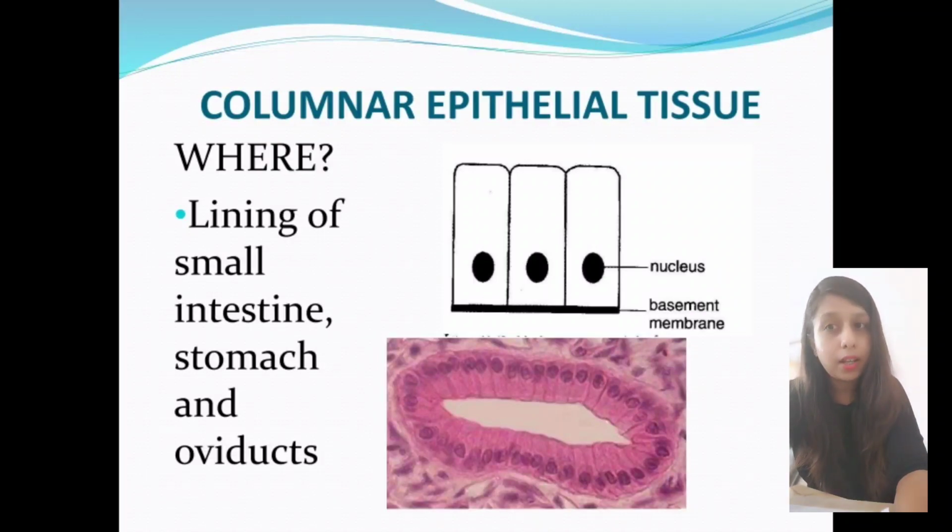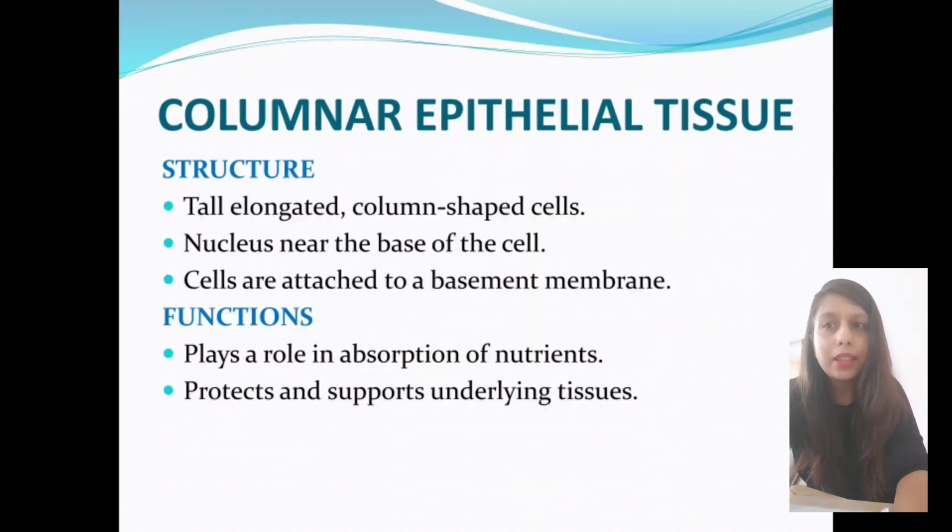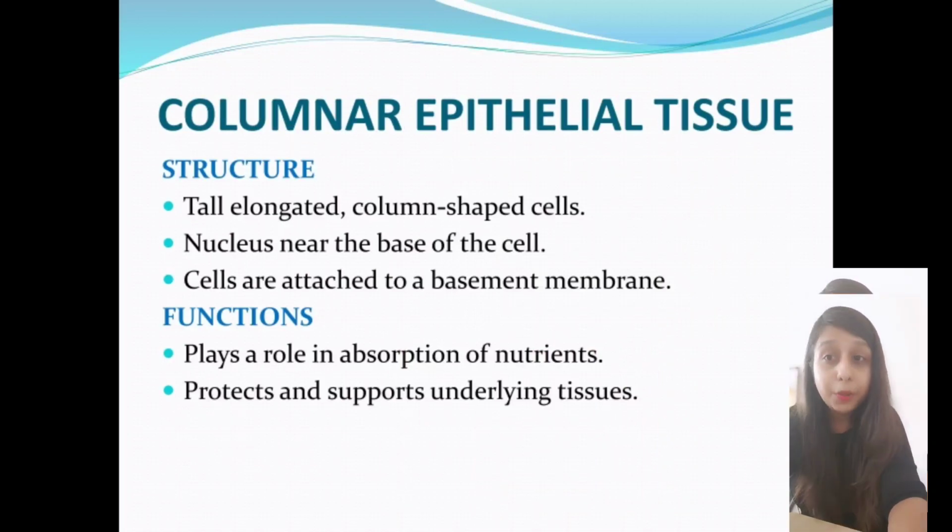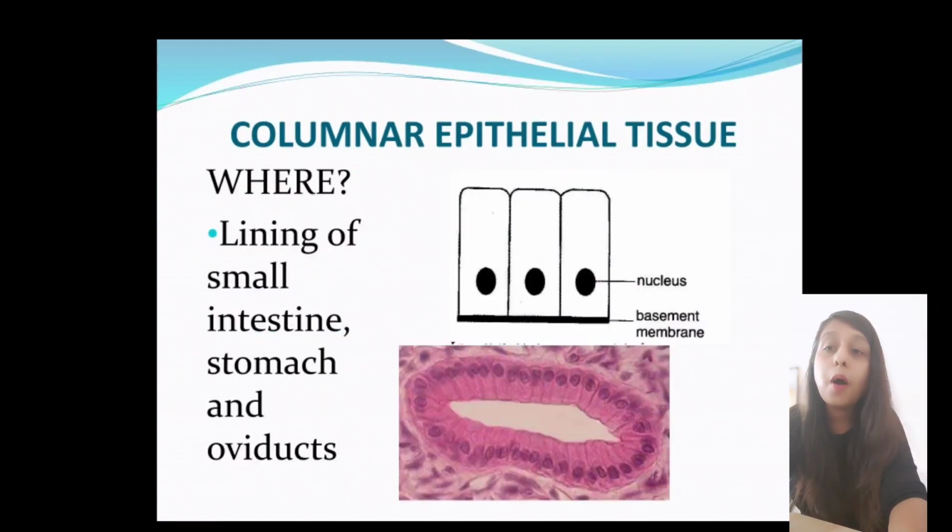Next is the columnar epithelial tissue. Now this columnar epithelial tissue is quite tall and elongated. The nucleus is near the base of the cells. The functions generally performed by this tissue are absorption, protection and support. These columnar epithelial tissues are found in the lining of the small intestine, stomach and oviducts.